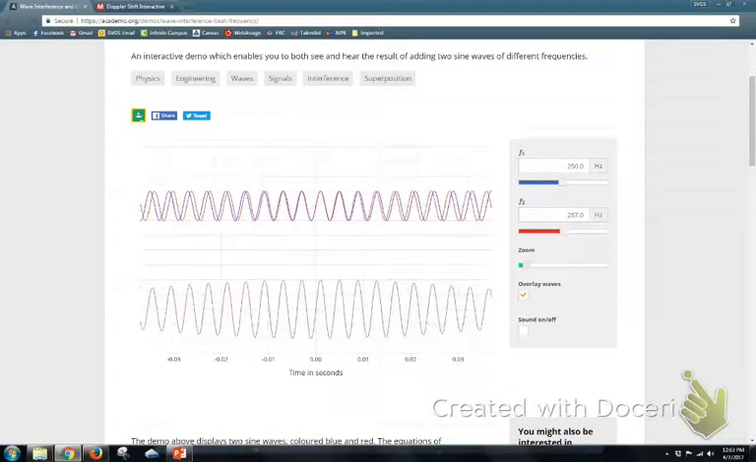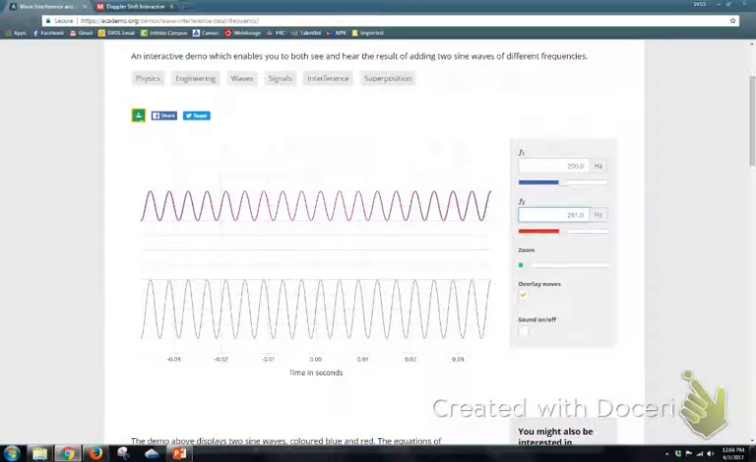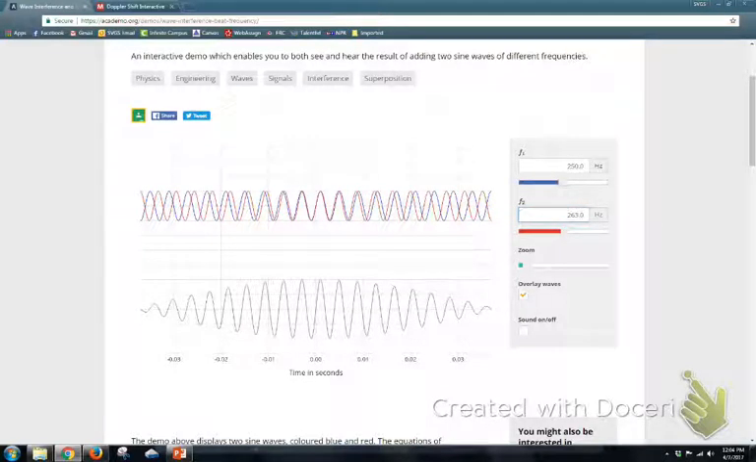Now how quickly or how slowly they get out of and into phase depends on the difference between their frequencies. The more similar they are, the longer it takes. The farther apart they are, the more often it happens per second. So that's the deal with beat frequency.